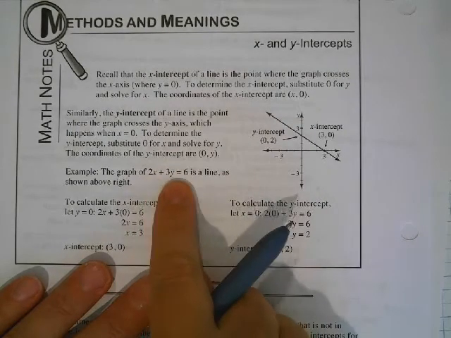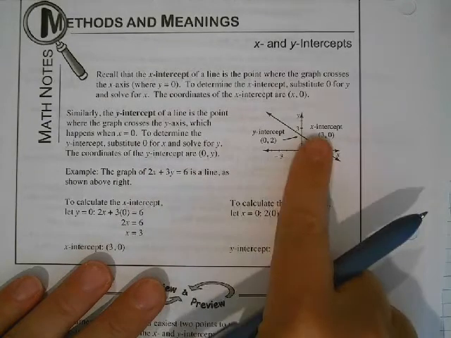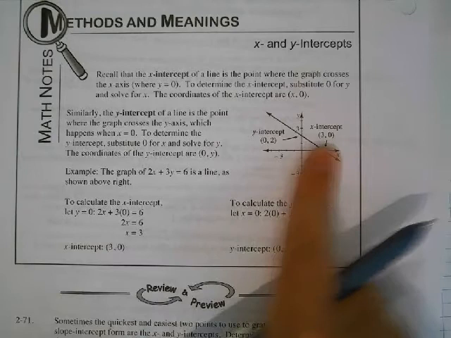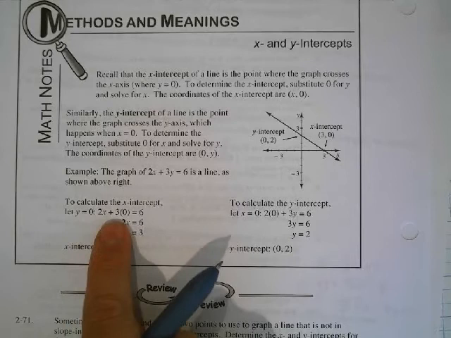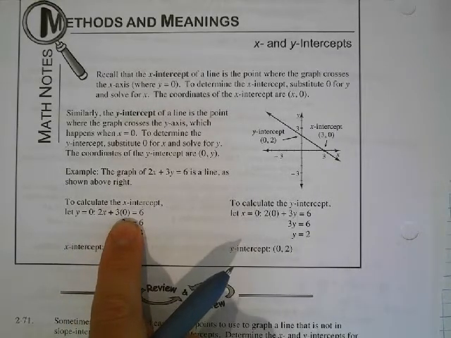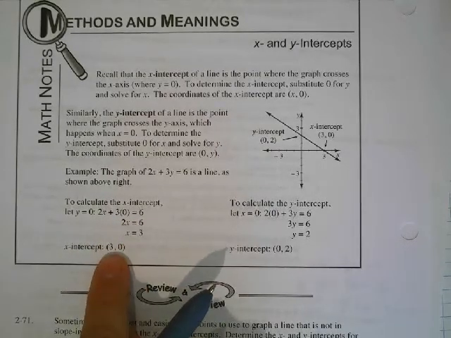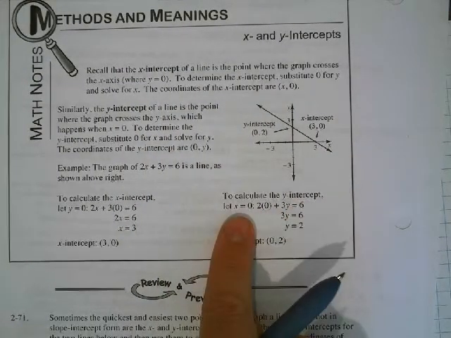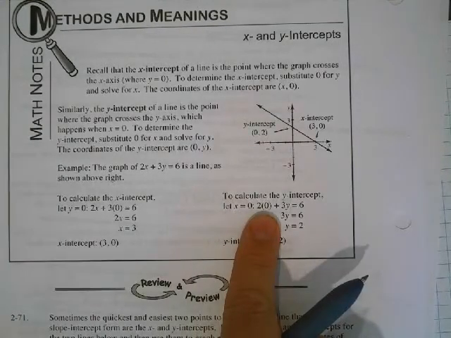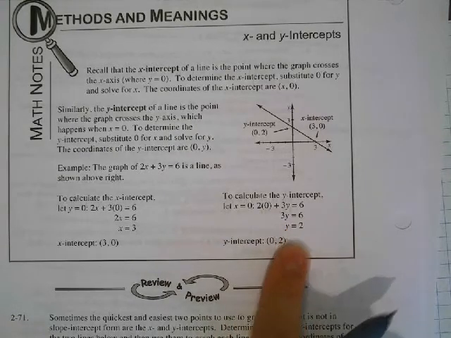So we've got 2x plus 3y equals 6. If we wanted to know what the x-intercept was, remember on the x-intercept, the y value is 0. So all I would have to do is let y equal 0. So I'd get 2x plus 3 times 0 equals 6. Well, 3 times 0 is 0, so it's just 2x equals 6. So the x-intercept would be 3, 0. If I wanted to find the y-intercept, all I have to do is plug in 0 for x. So 2 times 0 is 0, so I get 3y equals 6, and y equals 2, and I get my y-intercept.